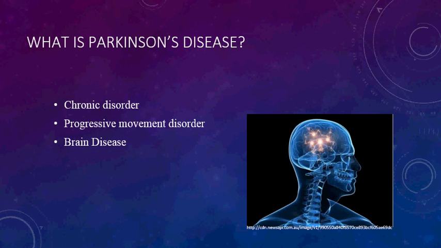So what is Parkinson's disease? Parkinson's disease is a chronic disorder. Chronic meaning it progressively gets worse as time increases with the disease. Parkinson's disease is a progressive movement disorder, once again meaning as time with the disease increases, the effects on the movements of the body and coordination of the body get worse. Parkinson's disease falls under the category of a brain disease, meaning the causes of the symptoms are all based on malfunctions of units in the brain structures.